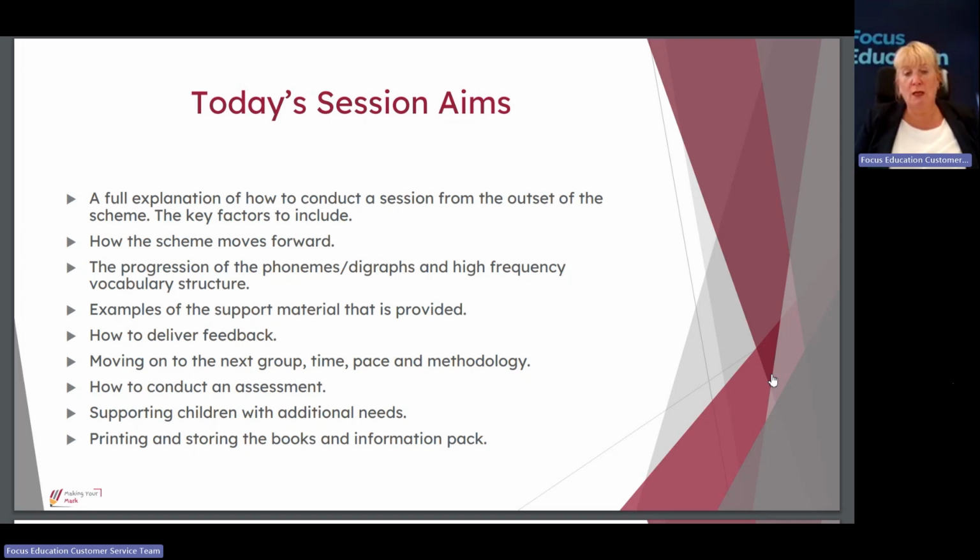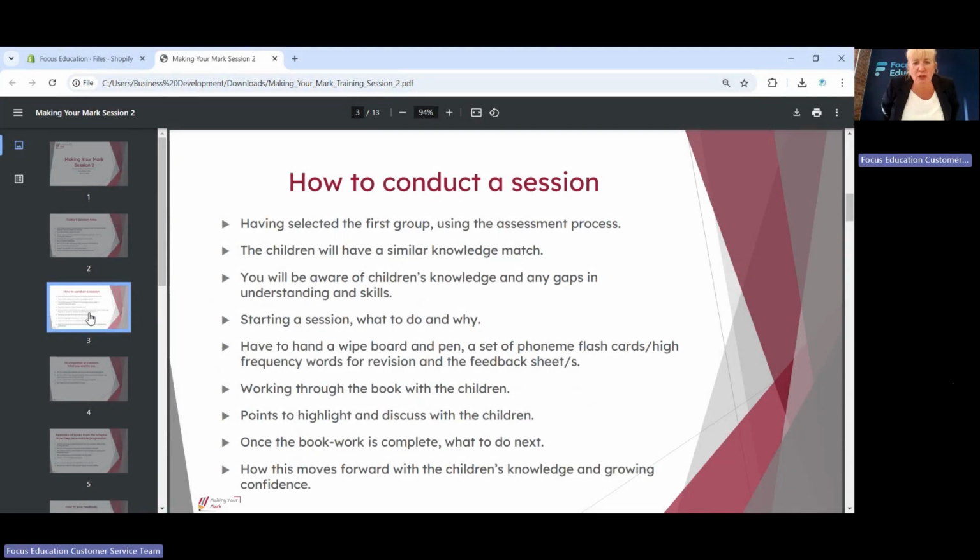It has been used by some friends in schools with Years 3, 4 and 5. I've had children who've been new to the UK. And then a quick explanation of how to print and store the books, the information pack. Right, so how to conduct a session.